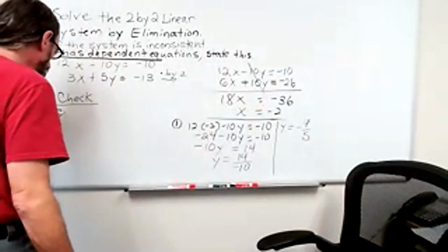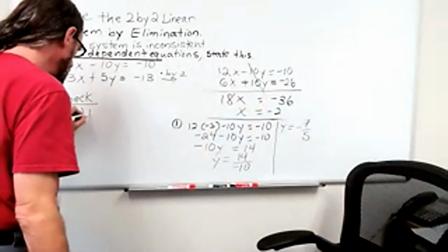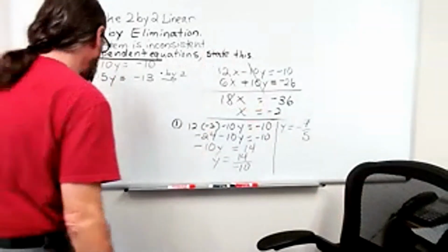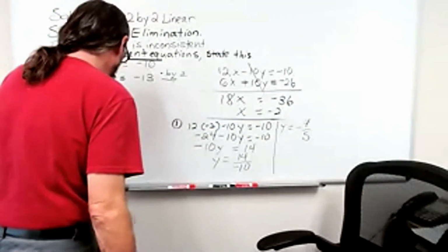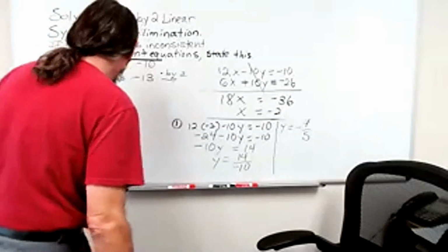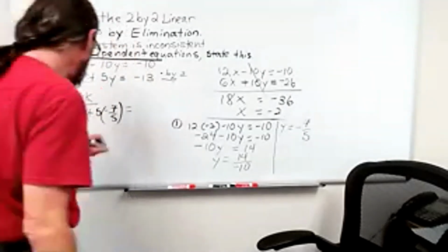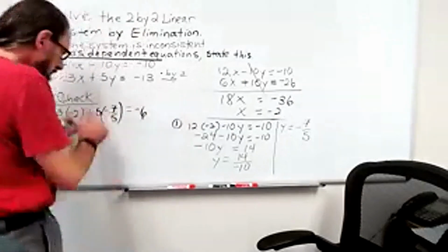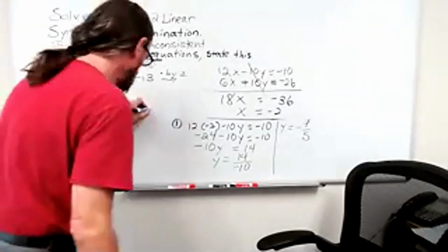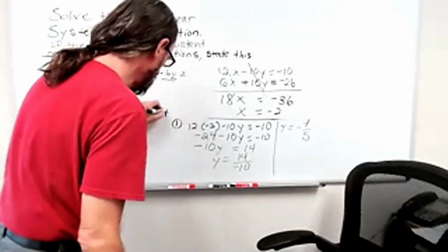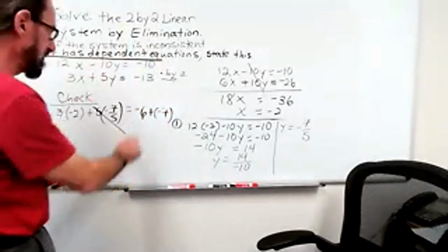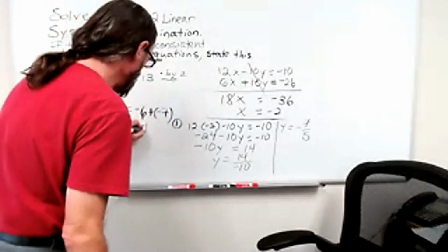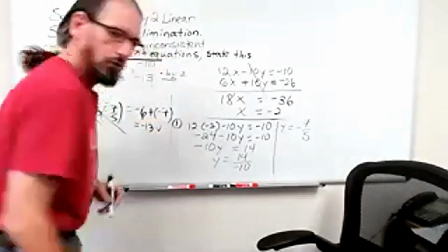three times the negative 2 for x, plus 5 times the negative 7/5 for y, multiply before you add. Well, those 5's cancel. That's another reason why it's good to leave it in reduced fraction form. That adds to the negative 13 that we wanted. So that one's good. And moving on.